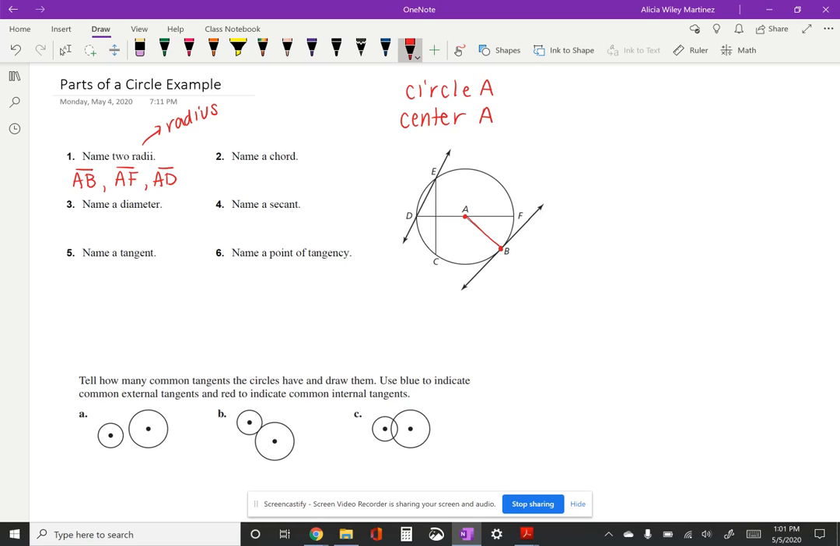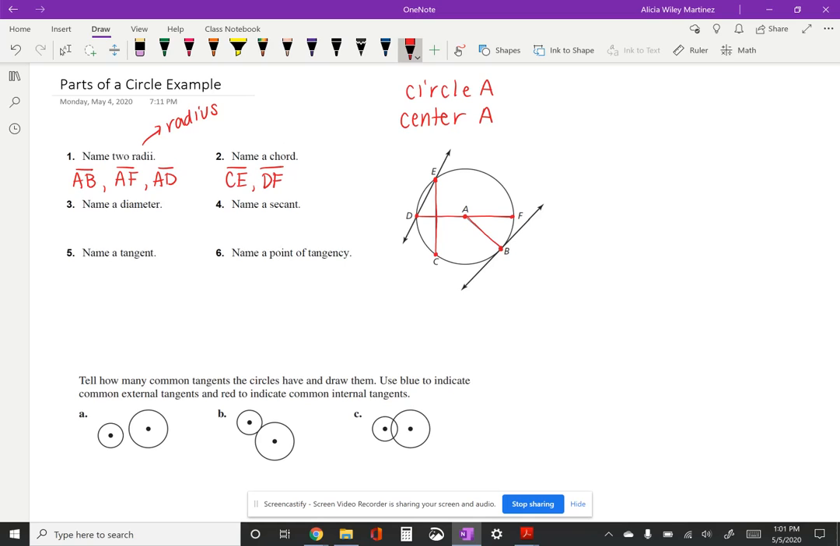So find a point on the circle, like point C. Follow that segment along, and you'll see it goes to point E, also a point on the circle. So we can say that CE is a chord. Again, there are other chords in this problem, so let's go ahead and name that one as well. Again, a chord is a segment, so that means it has endpoints, does not have arrows at the end. So I could go from D to F, and that could be another chord.